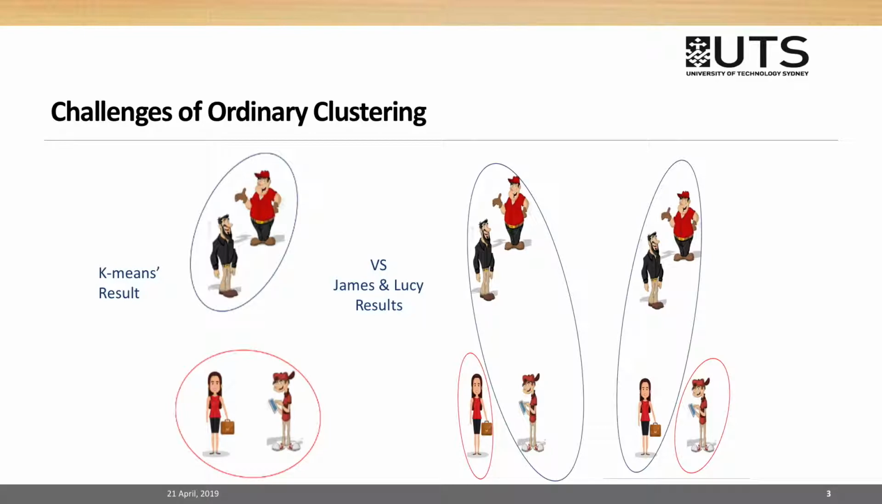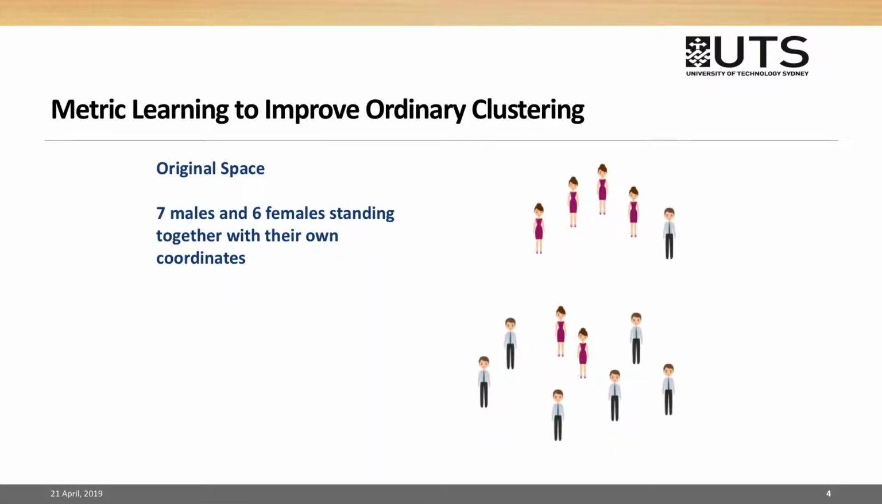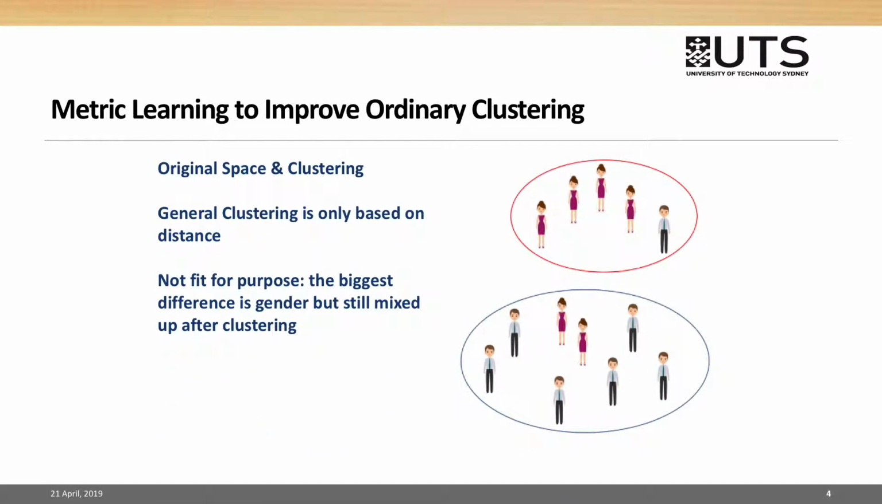How can we fix the problem? Well, the answer is metric learning. Let's say we got 7 males and 6 females standing in original space. And if we run a general clustering that is based on distance, the result should be like this. But if we think the biggest difference is gender, then the result is not good, as there are some males and females still mixed up after clustering.